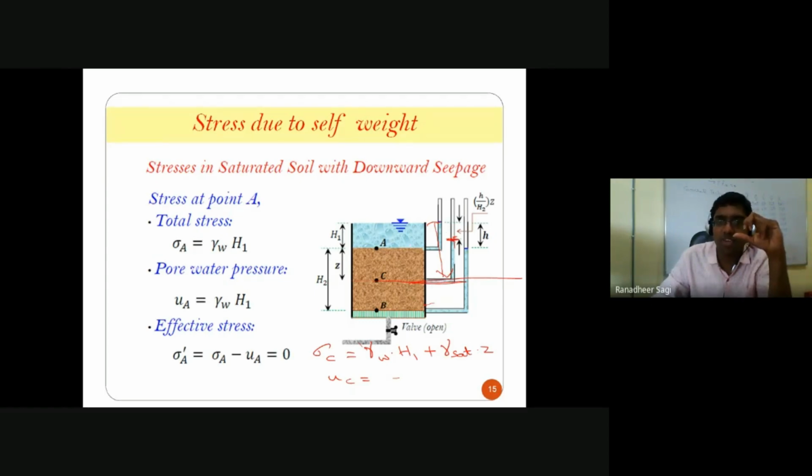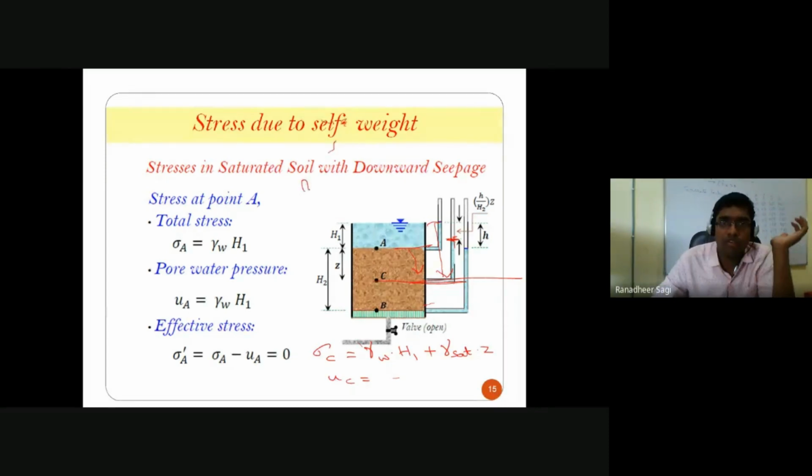When the water is moving from point A to point C, what has happened? Some amount of head loss has happened. Now, what is that amount of head loss when the water particle has traveled from point A to point C? When the water particle has traveled from point A to point B, we said the head loss is small h. I repeat, when the water particle has traveled a distance from point A to point B, the head loss is small h. Now, in case the water particle is traveling from point A to point C, how much is the head loss?